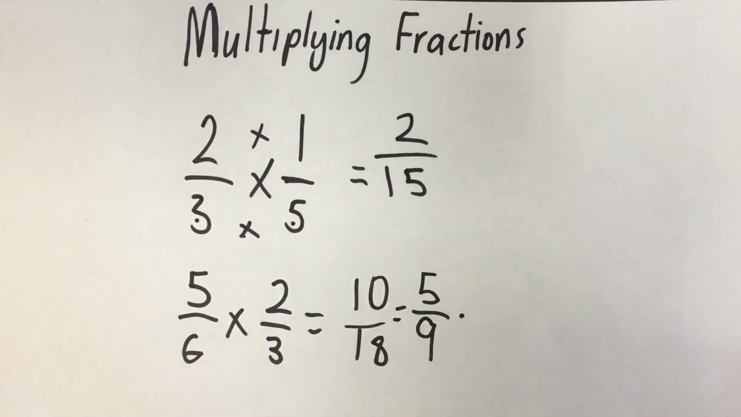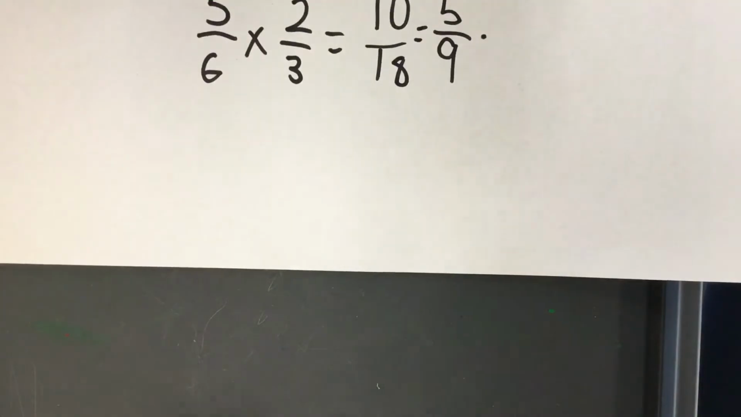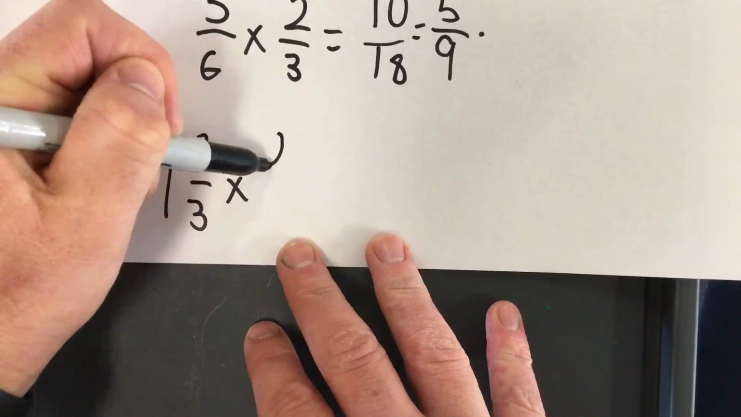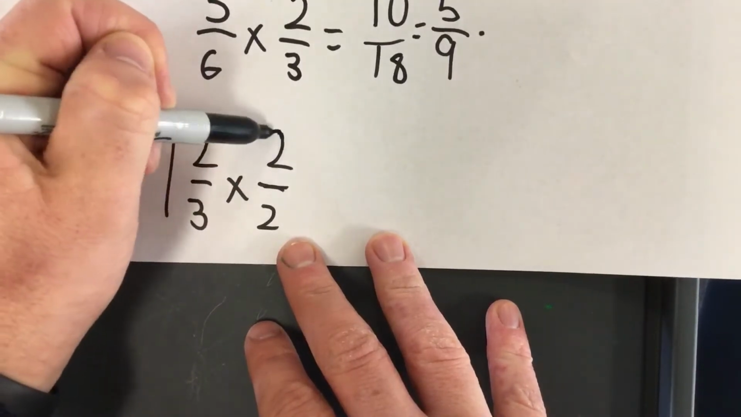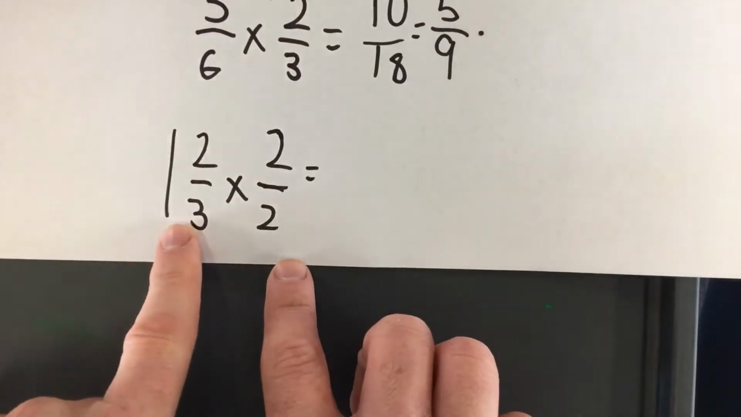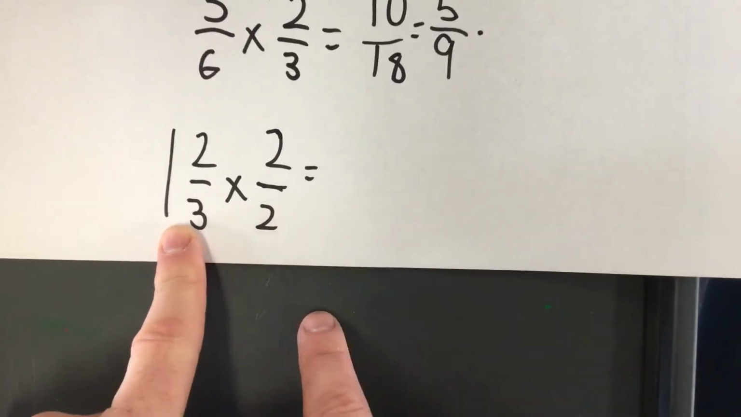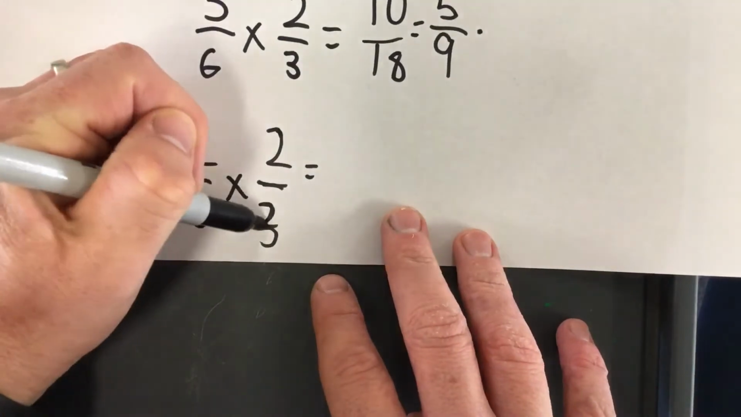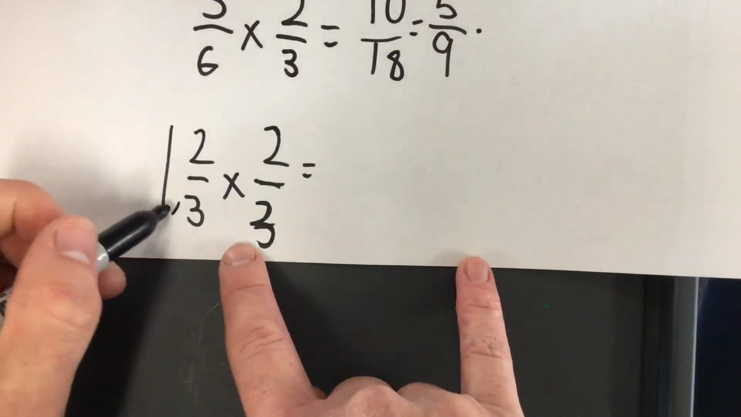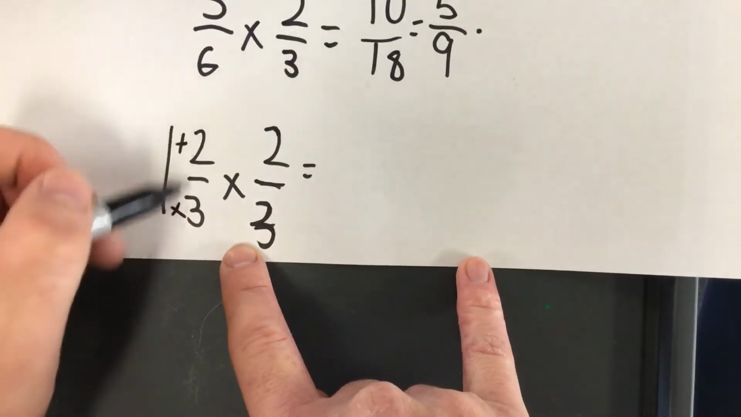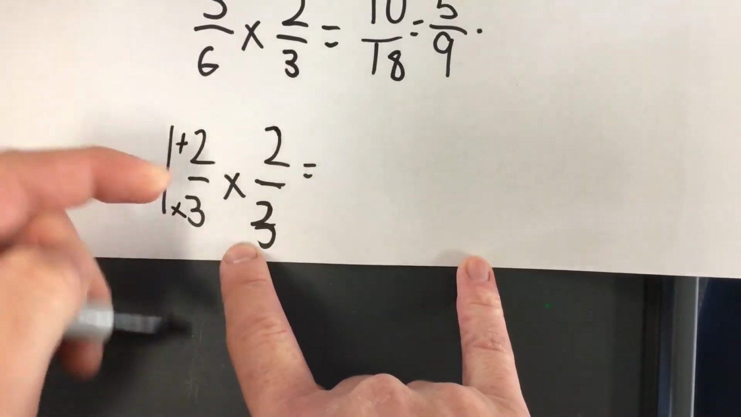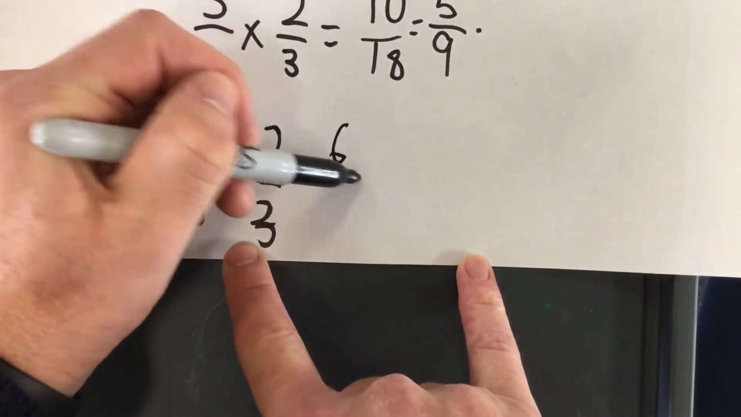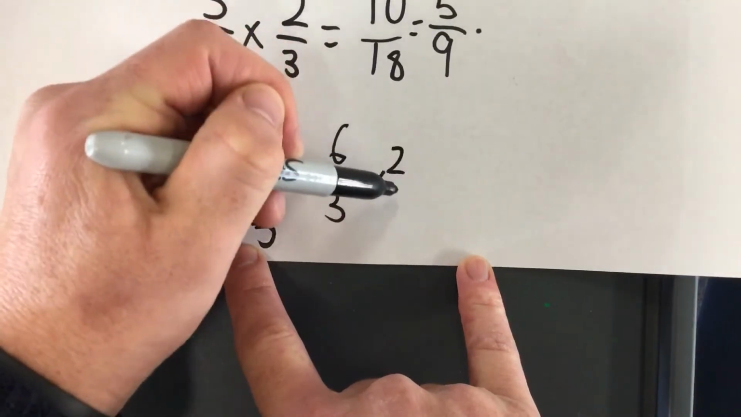Now this does become a problem sometimes when you're doing answers with a mixed fraction. So you might have 1 and 2/3 times 2/3. Now what you need to do here is change that one over here into an improper fraction before you start to times them together. Remember, we multiply, add, and then keep the denominator the same. 3 times 1 is 3, plus 2 is 5. 5 over 3 times 2/3.